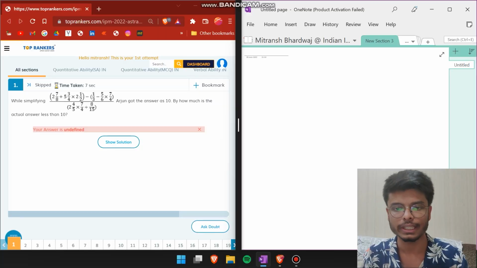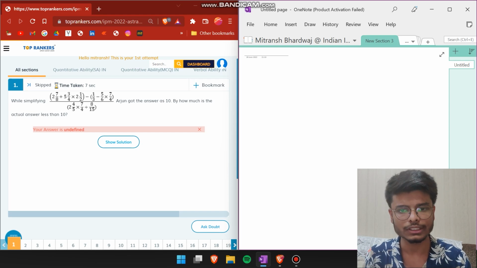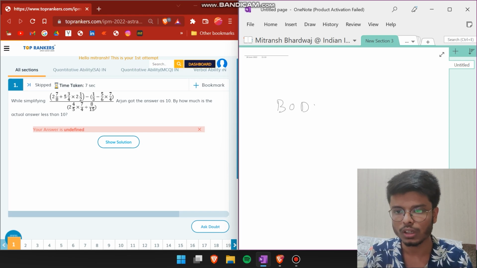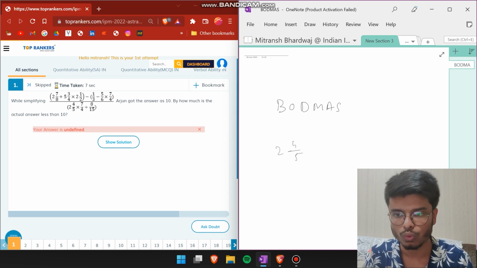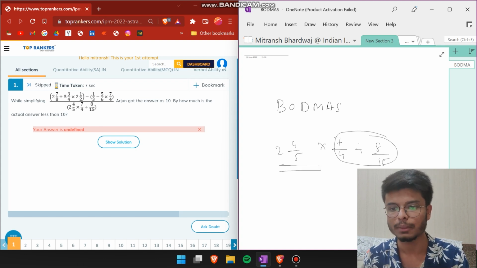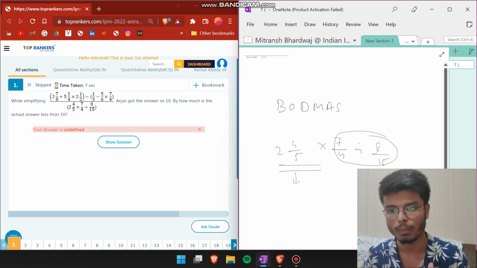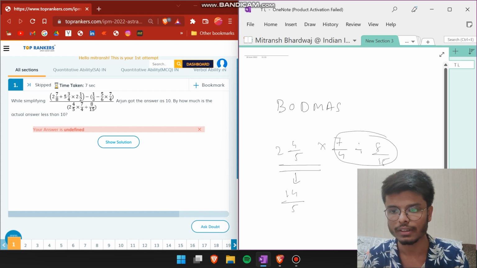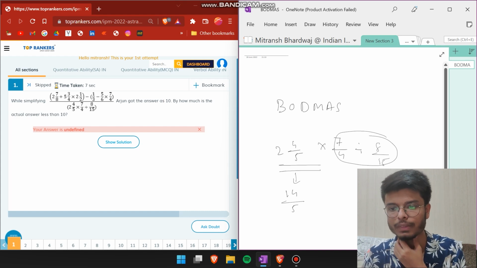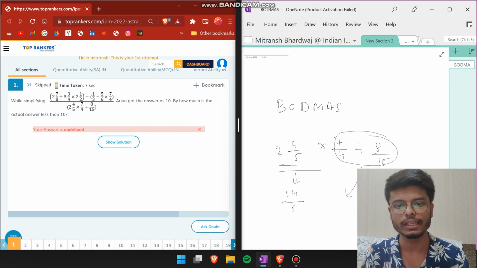For the first question, it's a pretty simple problem. For this sort of problem, you just need to follow the BODMAS rule and solve it. So in this case, let's say 2 4/5 into 7/4 by 8/15, you must first solve this bit of the equation before multiplying it with 2 4/5, which is essentially equal to 14/5. So this into the result of this bit you multiply, and similarly you do the top part and you get the final solution.